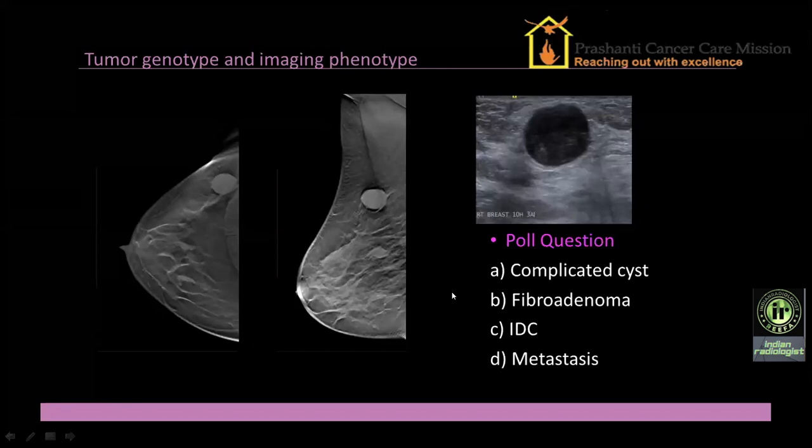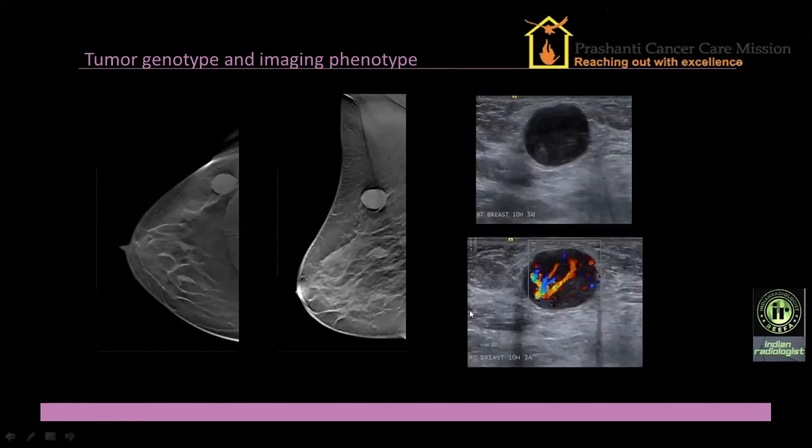Excellent. So most of you thought this was an IDC. Indeed, it was. I didn't show you the image that showed that this lesion was very vascular. It's not a cystic mass. And at biopsy, this was a high-grade IDC and a triple negative breast cancer.